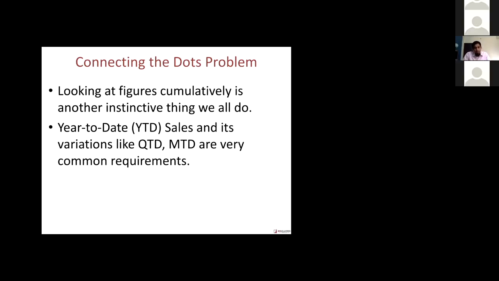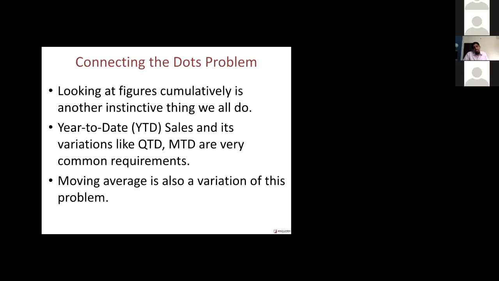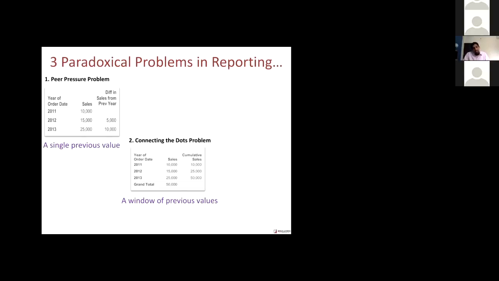Even a more complex calculation like moving average, which is used in the stock market and a few specific domains, is also a variation of the same problem. We take a window of values, and instead of adding them up, we just average them. That's it. The size of the window remains the same, and it keeps moving, instead of expanding like in a running total, right? So let's summarize the two problems that we have seen so far: the peer pressure problem, or peer comparison to be more formal, and the connecting the dots problem, or accumulation to be more formal. In the first problem, we focused on a single previous value. In this second problem, we focused on a window of previous values.